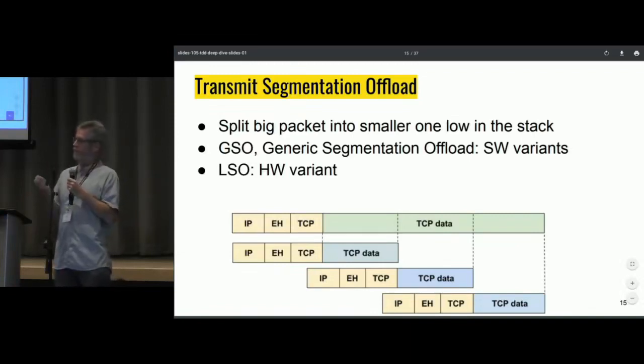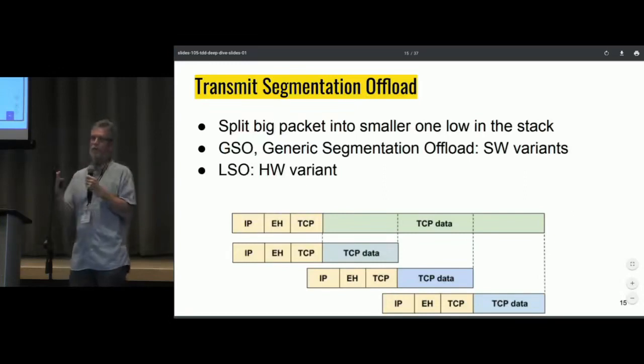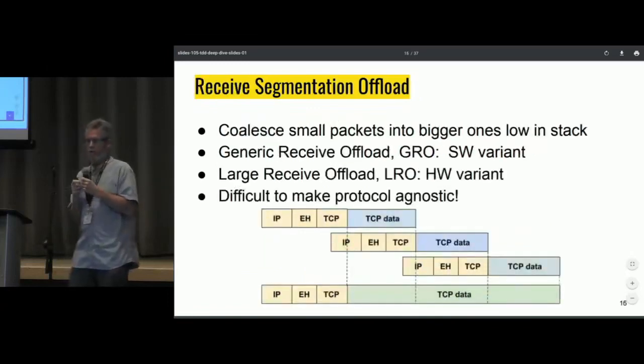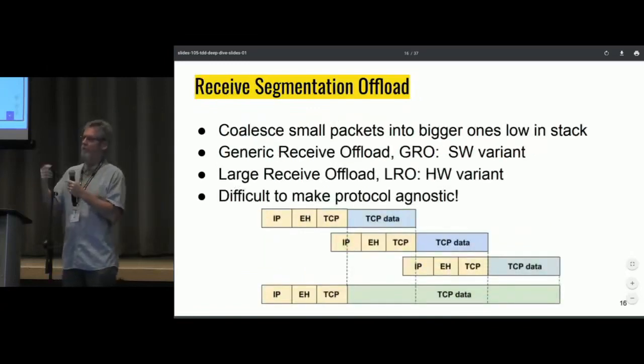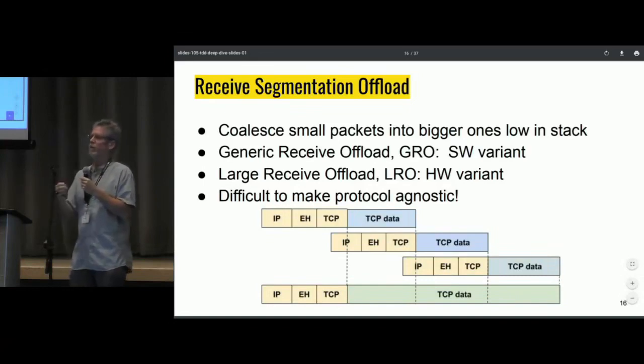There is a software variant and a hardware variant of this. The software variant is called GSO, Generic Segmentation Offload. The hardware variant is LSO, Large Segmentation Offload. You might also see it called TSO, TCP Segmentation Offload, when it is specific to TCP. Receive segmentation offload is the opposite. When small packets are received, we try to coalesce these into larger segments and larger packets. Again, this is per flow.